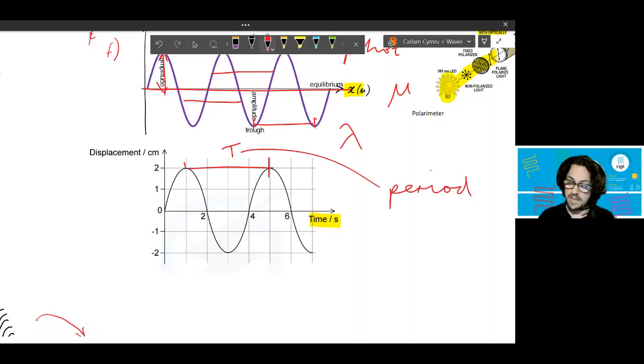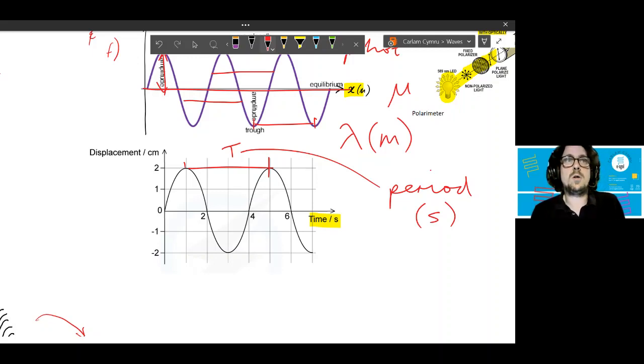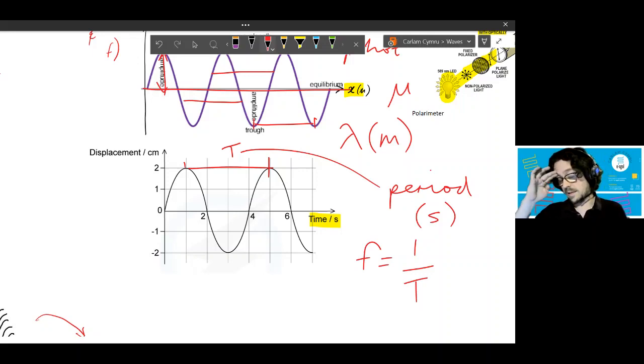And the period is measured in seconds. Wavelength always measured in meters, but this is the period in seconds. And if we know the time for one cycle or one wave, then we can, of course, work out the frequency. And that is how many waves we have per second. And the simpler relationship you need for frequency and period is F is equal to 1 over T.